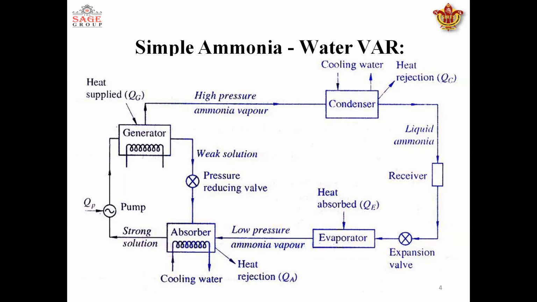Then the liquid ammonia passes to the receiver, where it collects in the form of liquid, and further this ammonia, as per the load on the evaporator, passes through the expansion valve, where the pressure of the liquid ammonia drops to the set pressure for evaporation inside the evaporator, and thus it is able to absorb heat by having the low pressure.